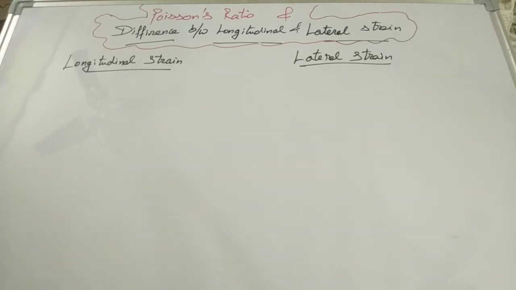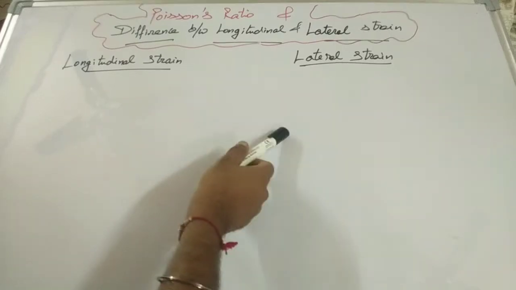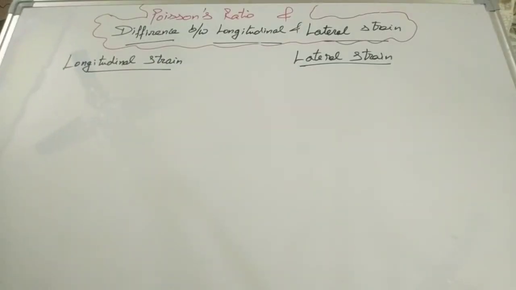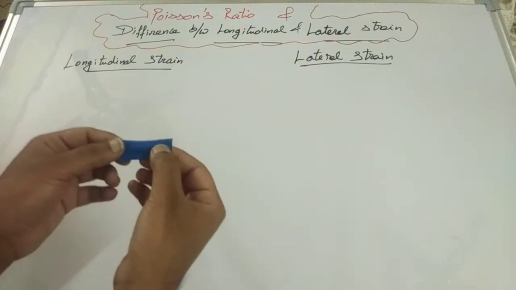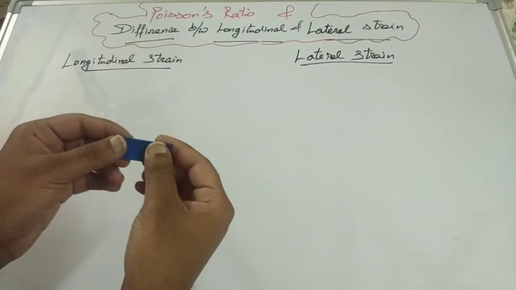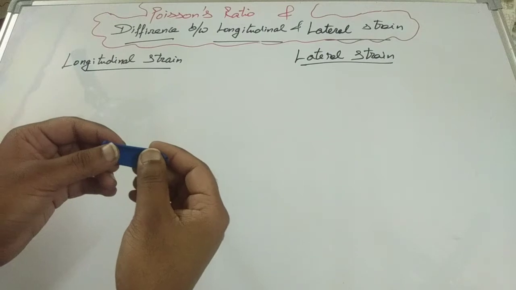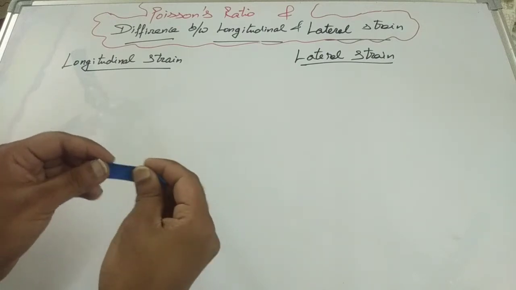Here in this video I am trying to explain both the strains, longitudinal and lateral strains, with the help of one practical example. So let's begin. First of all, for better understanding, we should know about deformation, which I'll explain with the help of one practical example. There is one piece of balloon in my hands, and with the help of this piece I'll try to explain the meaning of deformation and the types of deformations.